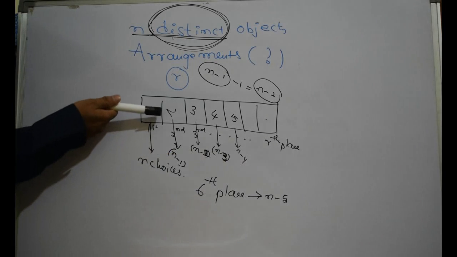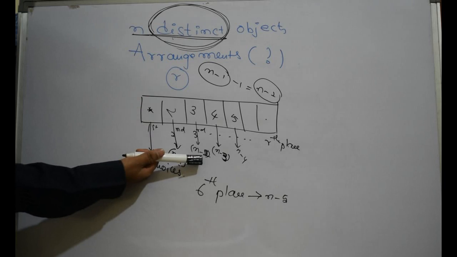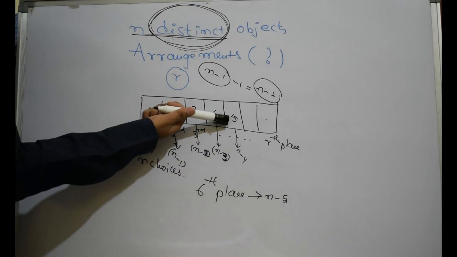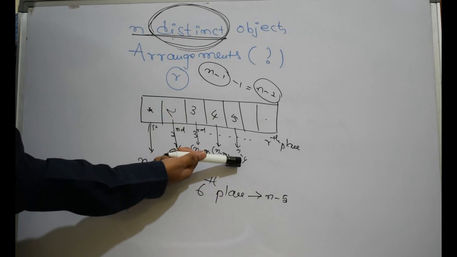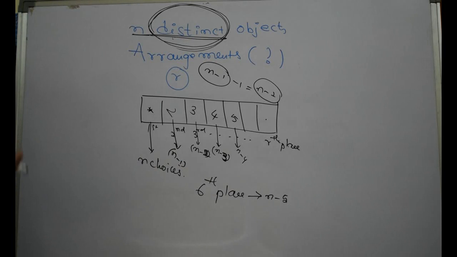Now once again you observe, whenever the place is second, you are subtracting digit 1. Whenever the place is third, you are subtracting 2. Whenever the place is 4, you are subtracting 3. Whenever the place is 5, you are subtracting 4. Whenever the place is 6, you are subtracting 5. So can you guess for the 7th place what the choices are? For the 7th place, the choices are N minus 6.